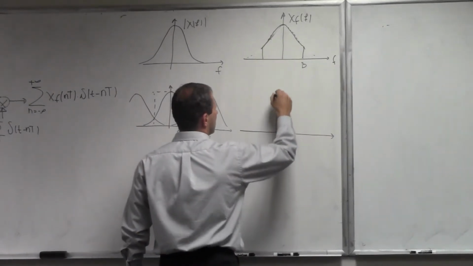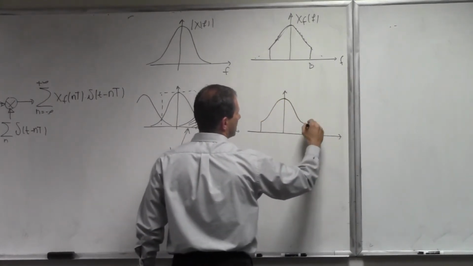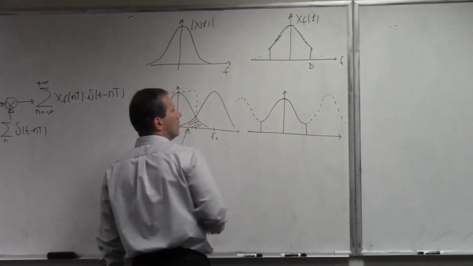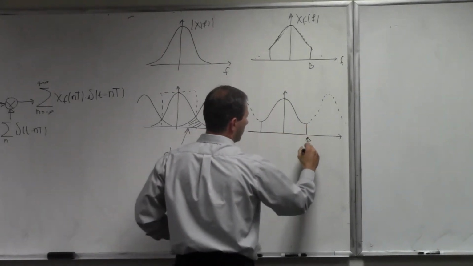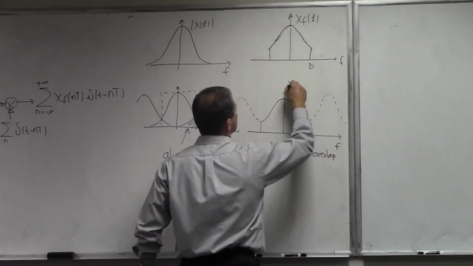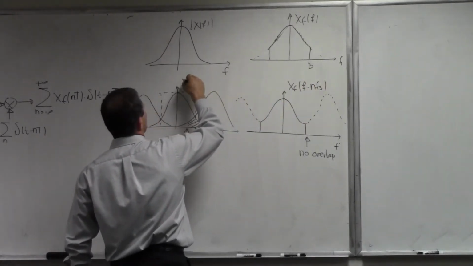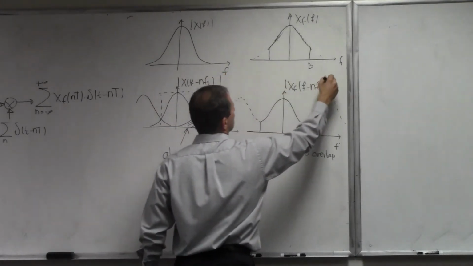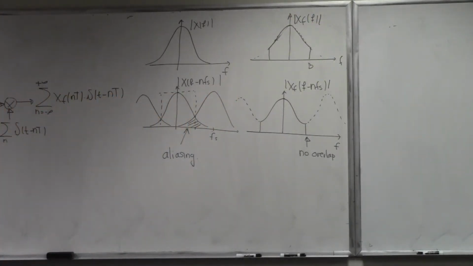So now I have my signal looking like this. And then its periodic extension will pick up from here, and then on the other end, and there will be no overlap. So I guess here, no overlap. So this is X of F minus N Fs. And this is X of F minus N Fs. Magnitude in all cases. Okay?